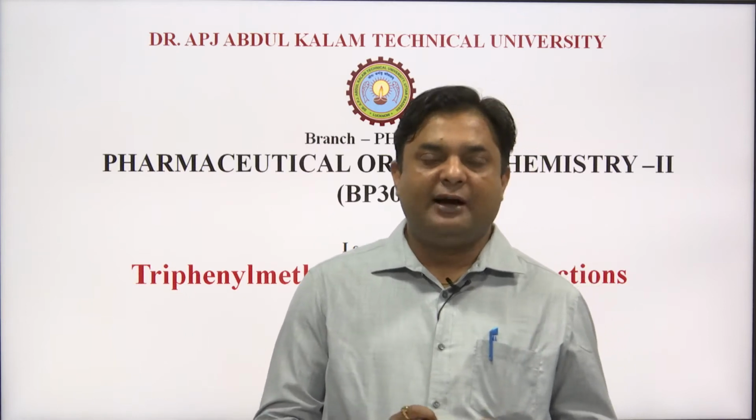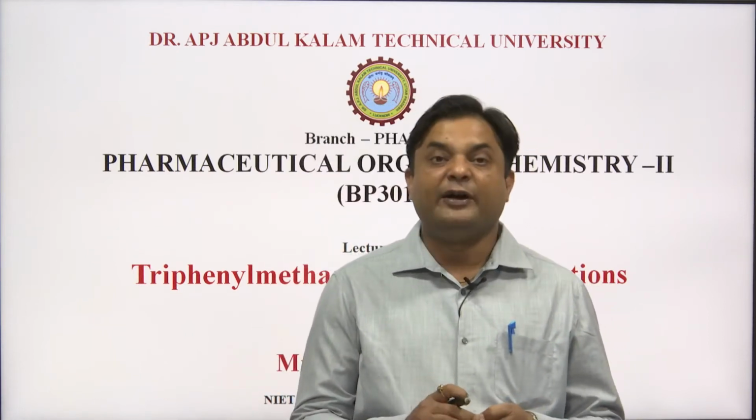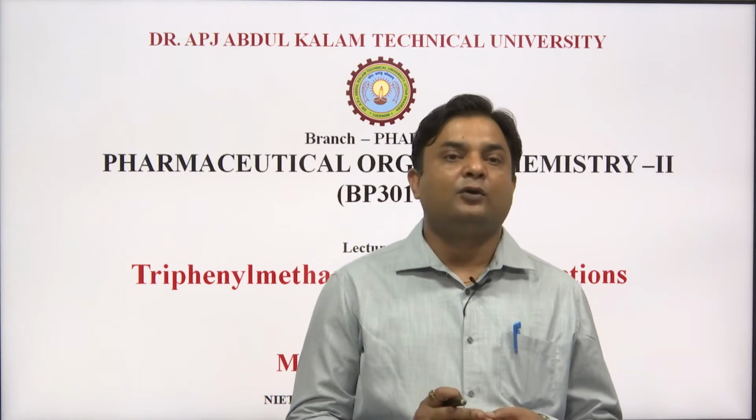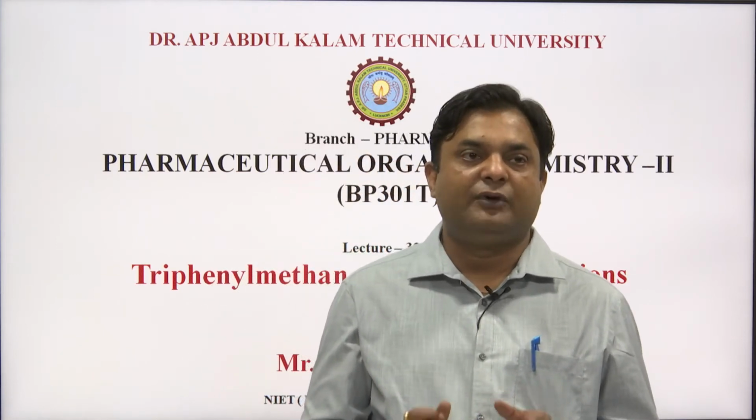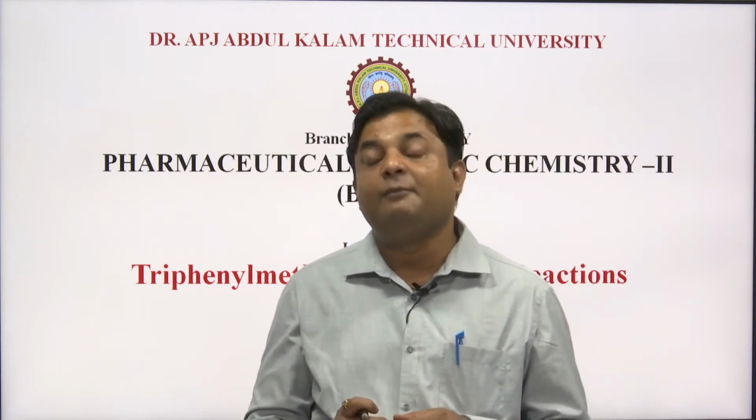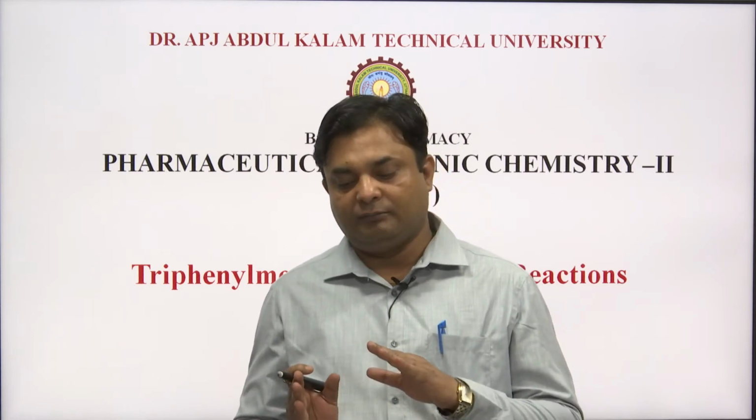So, in the previous lecture, we discussed unit 4 of pharmaceutical organic chemistry, code BP 301T. In the previous lectures, we discussed the structure, synthesis, reactions and uses of phenanthrene, naphthalene and anthracene. In total, 5 molecules were given in unit 4 of BP 301T as per the syllabus provided by the AKTU. Out of those 5 molecules, we have discussed 3.